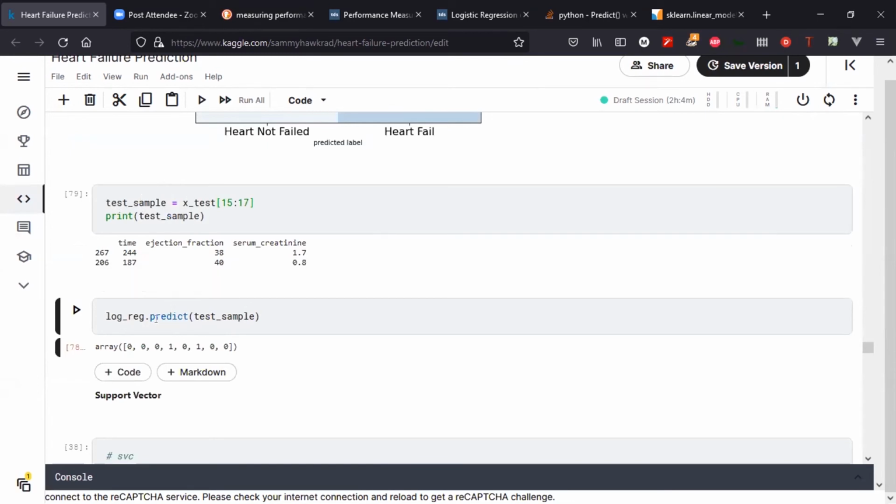And when you run the prediction, we are predicting this test sample. This is the test sample that we've printed over here to visually see how it looks. When we predict it, it gives us a result in an array. It means a person with these attributes will not die in case of a heart failure.